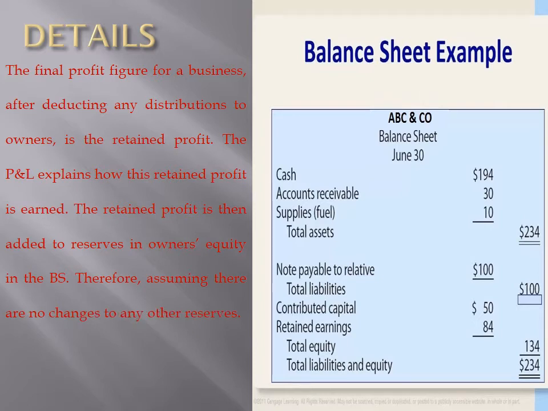The final profit figure for a business after deducting any distributions to owners is the retained profit. The profit and loss explains how this retained profit is earned. The retained profit is then added to reserves.